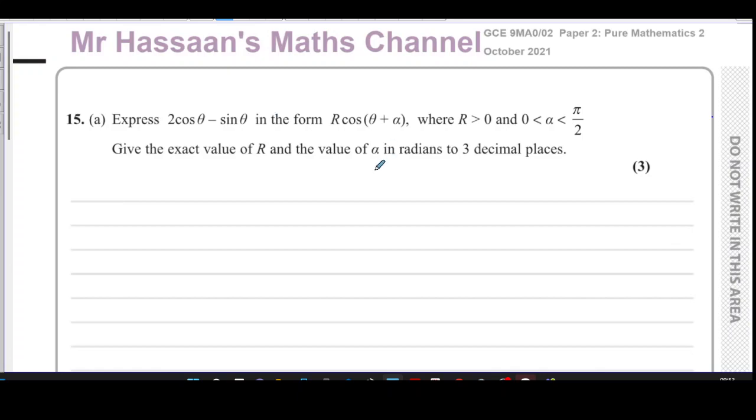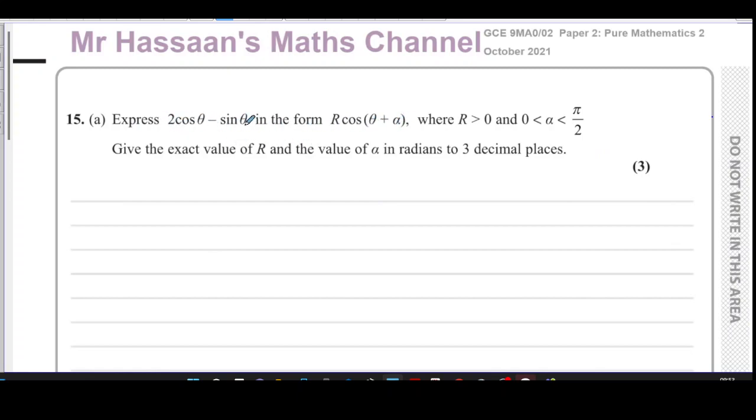Now, it says 15 part A, express 2 cosine theta minus sine theta in the form r cosine theta plus alpha, where r is greater than 0 and alpha is between 0 and pi over 2. Give the exact value of r and the value of alpha in radians to 3 decimal places. Okay, so when we want to solve a question like this, we want to express this in this form.